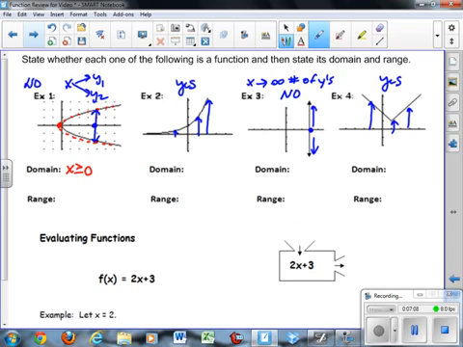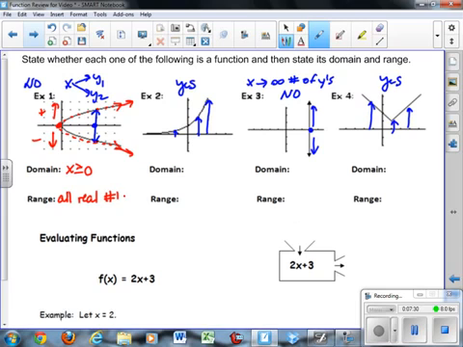Now if we look at the range, notice that we have positive values for y, and we have negative values for y, and we also have 0. And if we assume that this has arrows on it, meaning that it's going to continue to go outward, that means we're going to continue to get even higher and lower values of y. So our range is all real numbers.